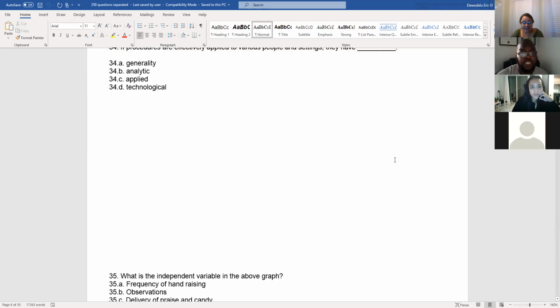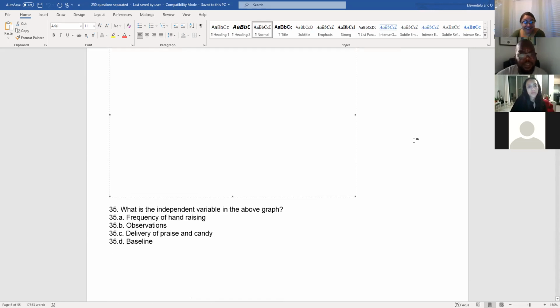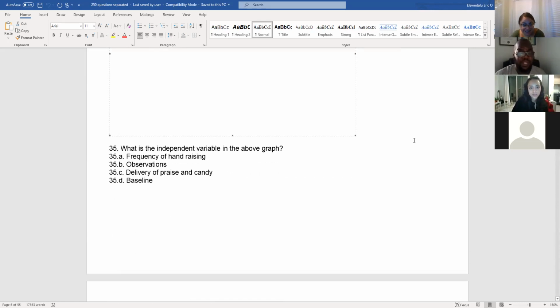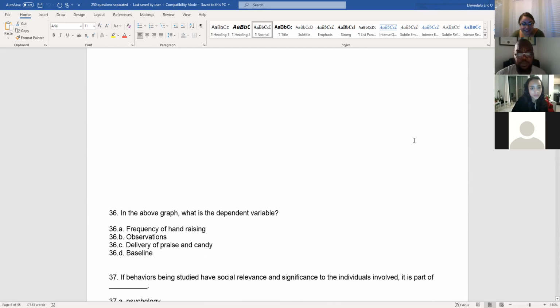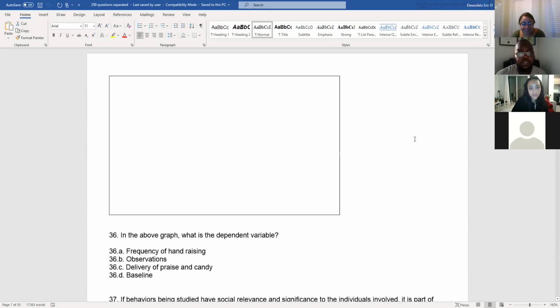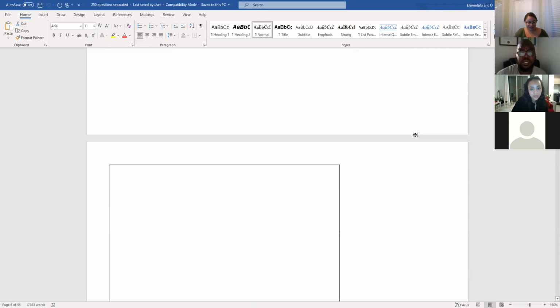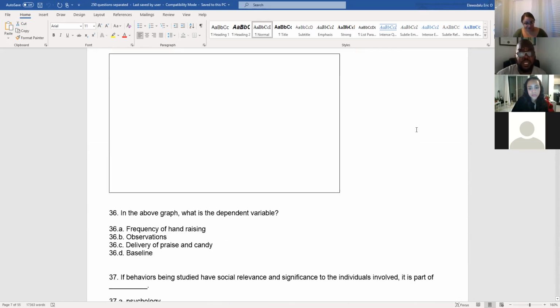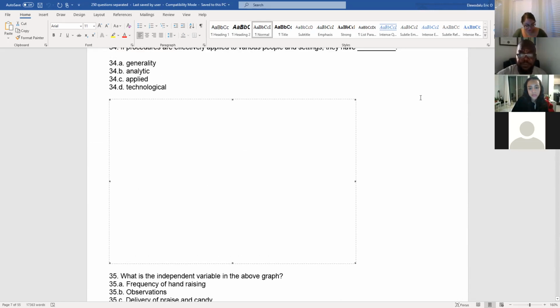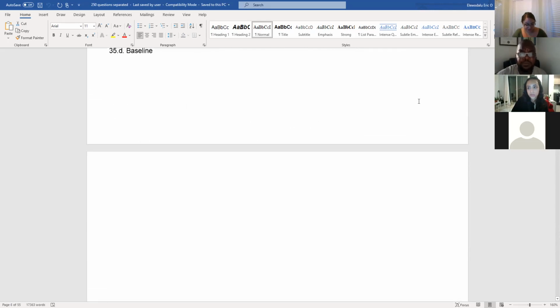I don't see anything. What happened to the graph? There's no graph. What is the independent? I don't have a graph, but oh no, what happened? It didn't transfer over well. I have to check it again and see if I can bring the graphs in. The graphs are not there.